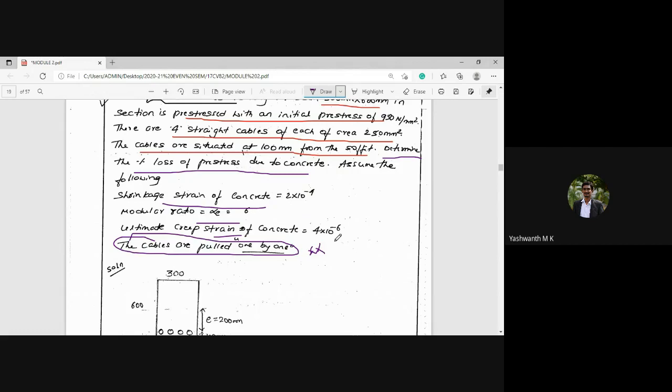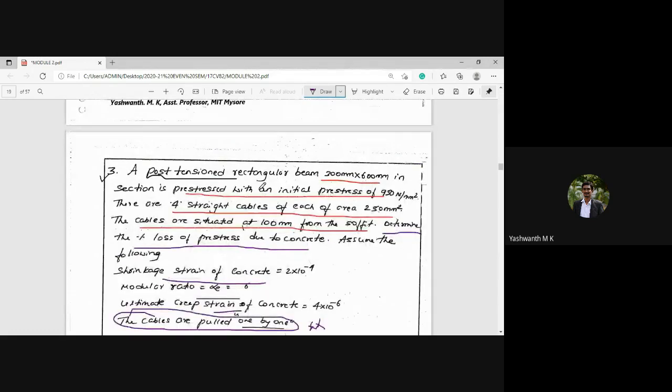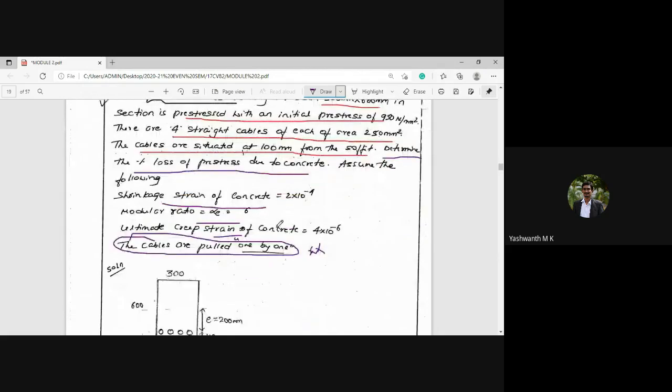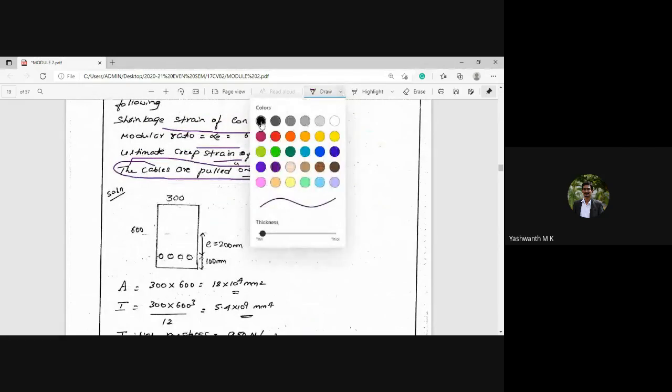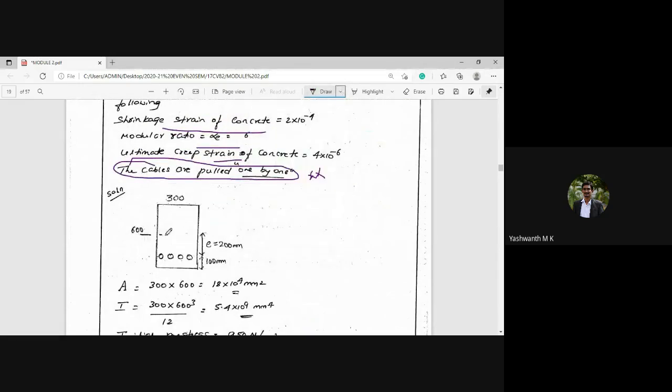So first, as I stated, observe the problem. What is the type of beam? It is a post-tension beam. So for a post-tension beam, all the 6 losses will come into the picture. So based upon the data, go ahead with the problem. Now this is the cross-sectional dimension of the beam, and this is the depth where they have induced the eccentricity.